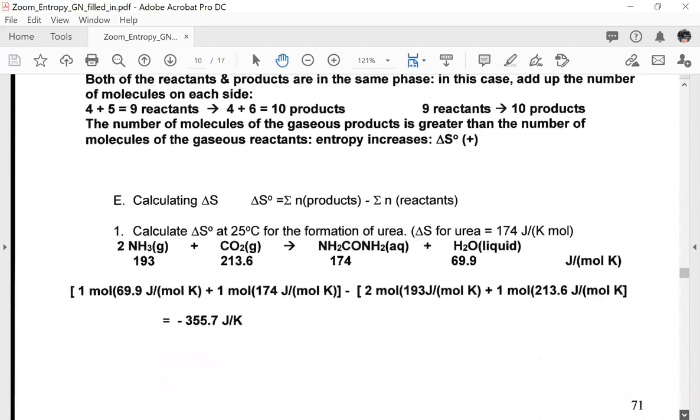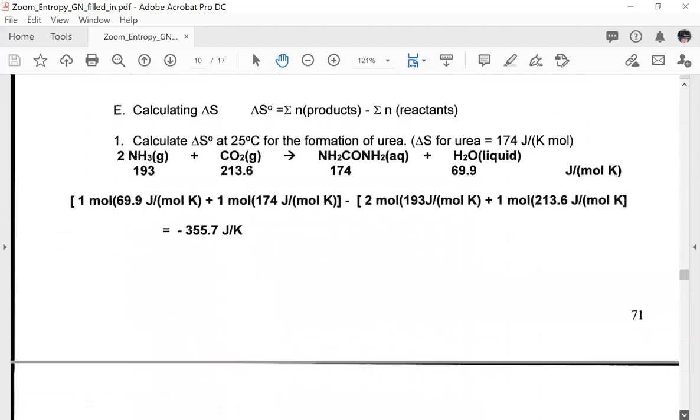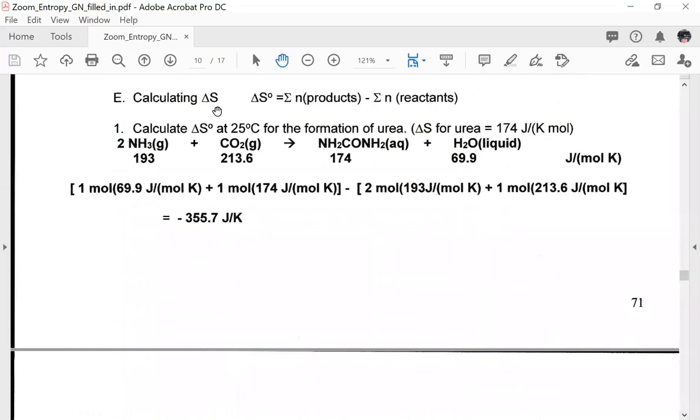Okay, so now we're going to do quantitative. We're going to calculate the delta S. The delta S is the summation of the stoichiometry of the products minus the summation of the stoichiometry of the reactants. So let's look at an example. We're going to calculate delta S at 25 degrees for the formation of urea, and we're given the delta S for urea. These values are in the back of your book.